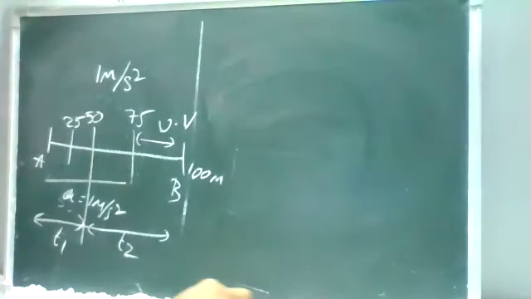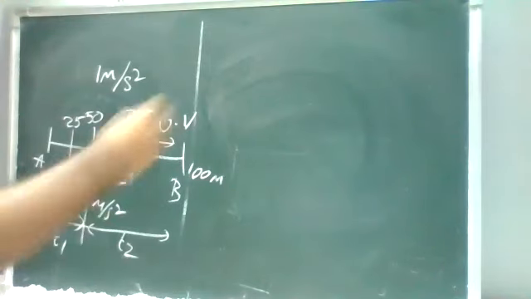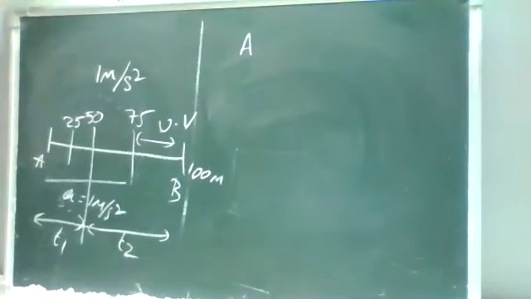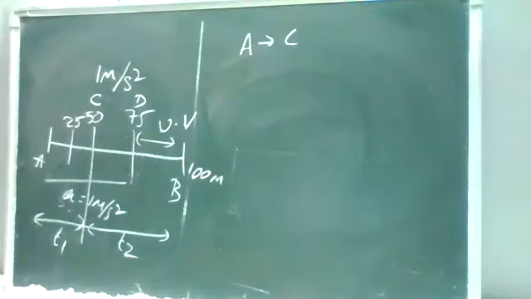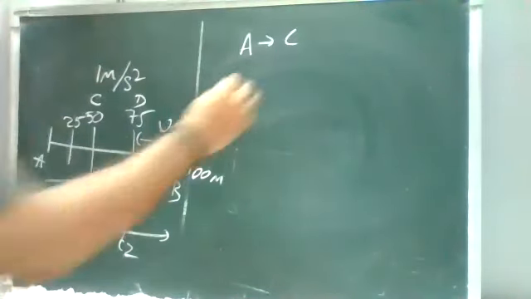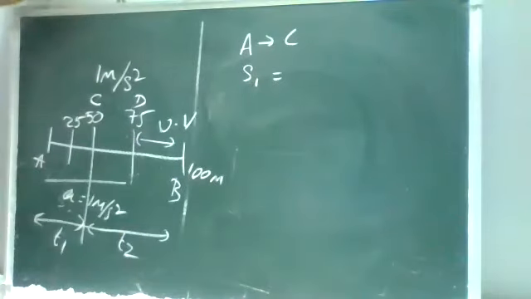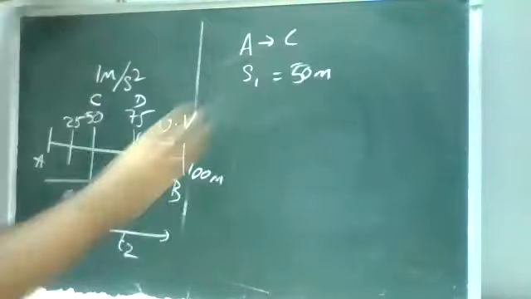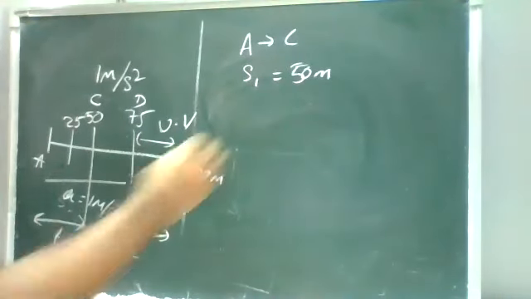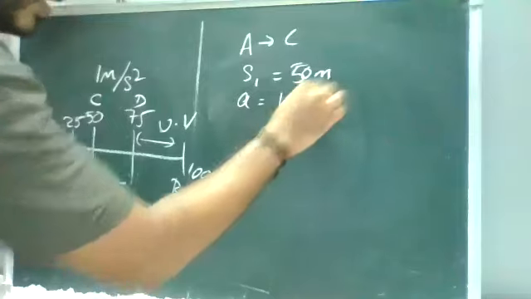In the relation, first I'll try to find the first time period. To find the time period, I need the initial velocity, acceleration, final velocity, all the details. So for the case of A point, I'll take this 50 meters as C point. So A to C, I'll find the time period. First displacement S1, which is 50 meters. So the first half is 50 meters, right? The acceleration is already given, which is 1 meter per second square.